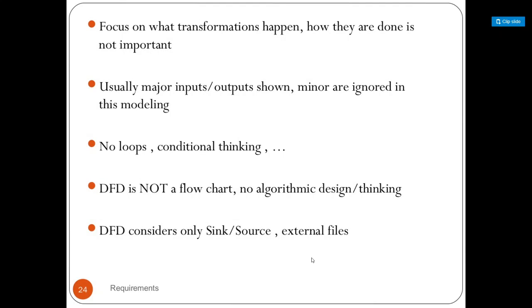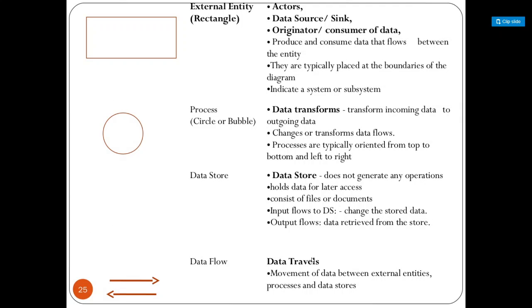Focus on what transformations happen; how they are done is not important. Usually major inputs and outputs are shown and minor ones are ignored in this modeling. No loops or conditional thinking are there, and it's not a flow chart. I gave it to you as an example as a flowchart, but it is not exactly a flowchart. That is why it's called a DFD. There is no algorithmic decision or thinking, and it consists only of sinks, sources and external files.